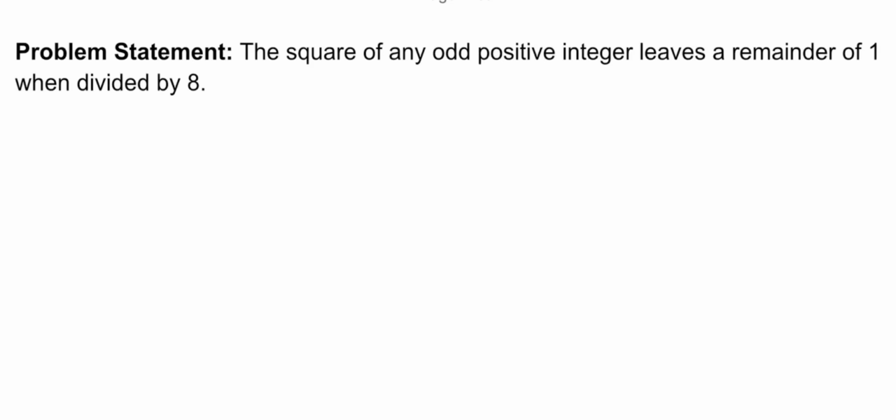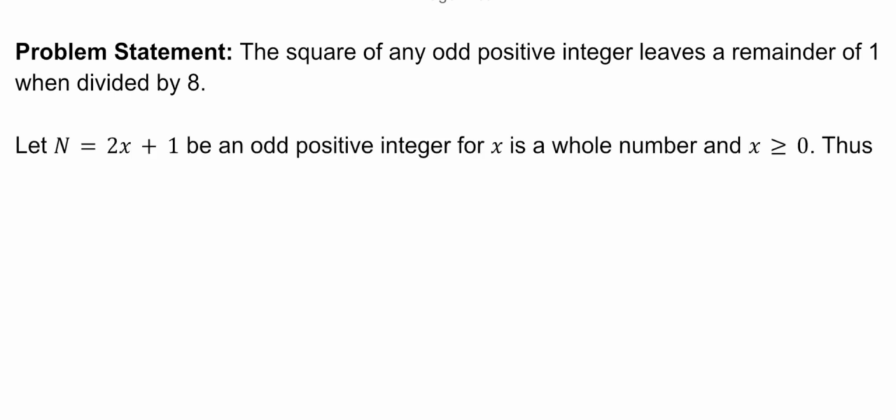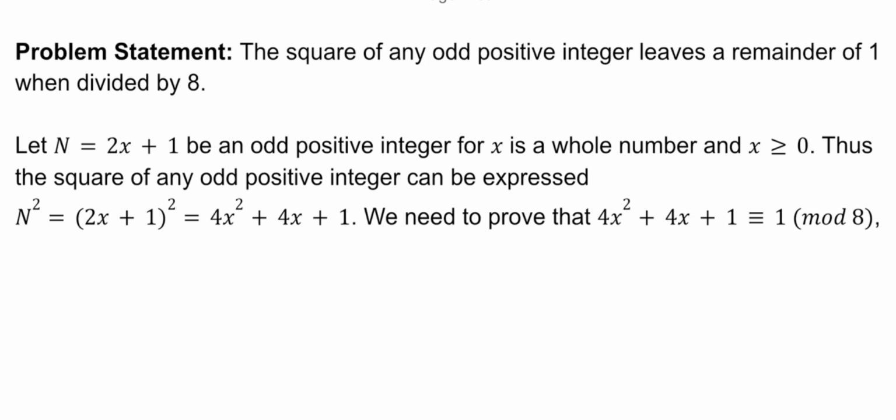Hello friends, I'll show you how to prove this theorem that the square of any odd positive integer leaves a remainder of 1 when divided by 8. To start, it's important to define an odd positive integer as n equals 2x plus 1 to help exhibit its properties. So the square of any odd positive integer can be expressed as the quantity 2x plus 1 squared, which can be expanded and factored like this.